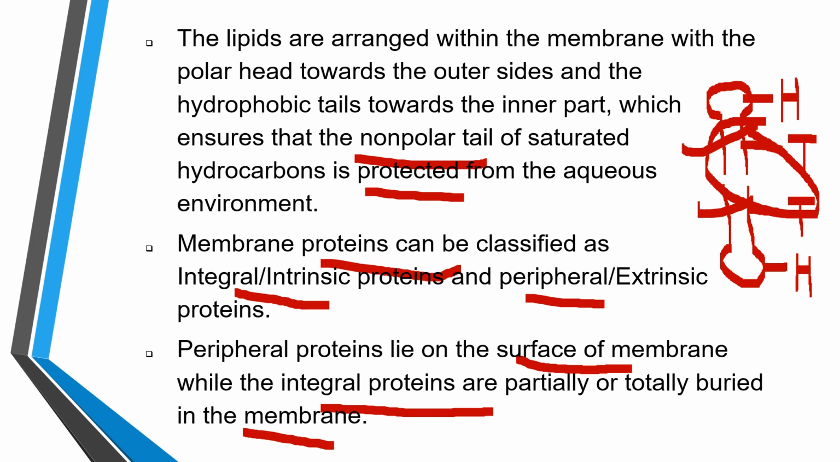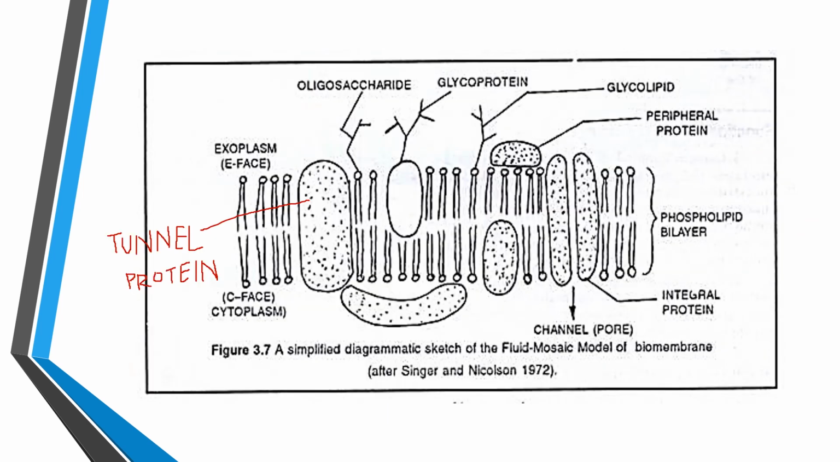So what we get from this slide is that the lipids are arranged in such a way that their tails are facing each other whereas the heads are directed toward the outer side. And second, the proteins in the cell membrane are of two types: extrinsic or peripheral proteins, and integral or intrinsic proteins. Let us try to understand the fluid mosaic model with the help of a diagram. As per the diagram, students, there are two phospholipid layers.